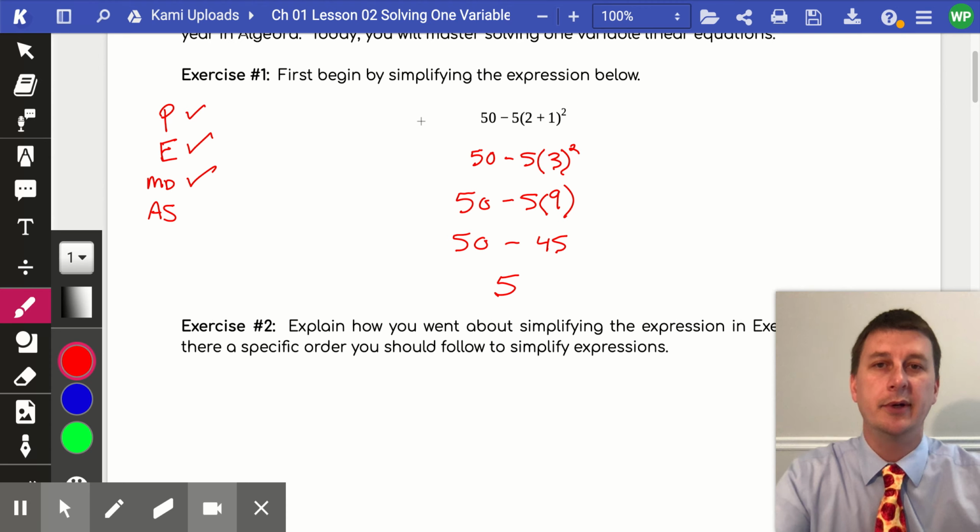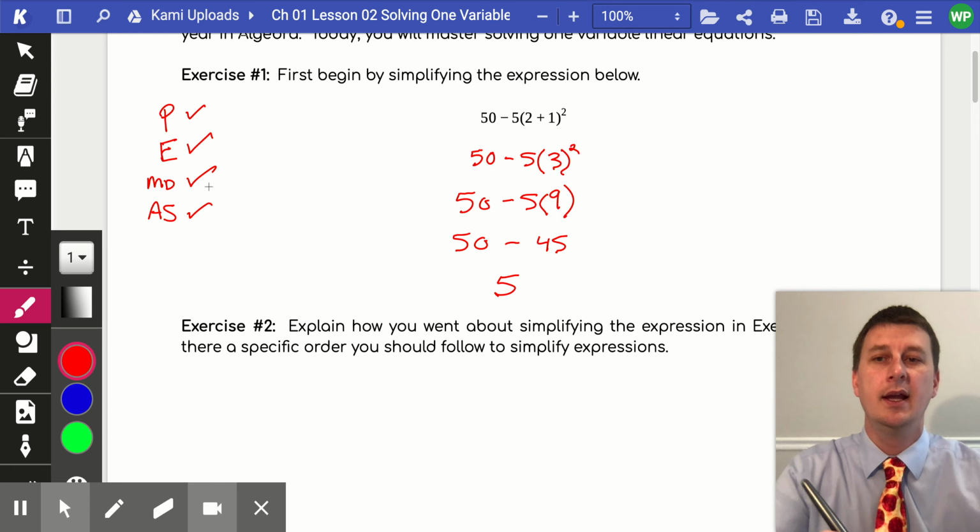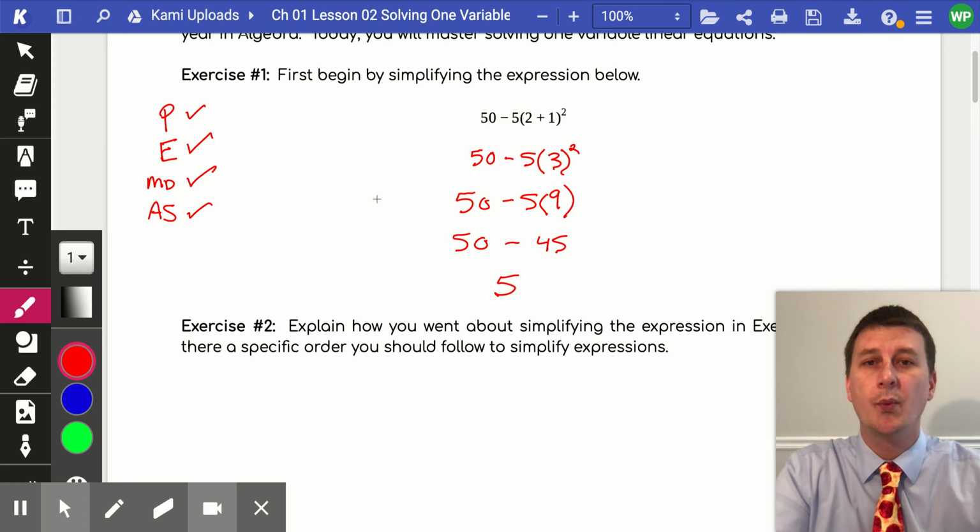So whether you were following along or you did this one already and are checking your answer, you should have gotten 5 as your answer. If you didn't, go back and look through each of these steps. Make sure you followed the order of operations correctly and see where you may have gone wrong. Otherwise, you did great and you're ready for exercise number 2.